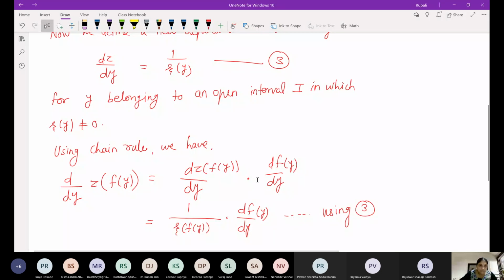What is dz by dy? dz/dy is 1 upon xi(y). So 1 upon xi of f of y should be dz of f of y by dy, right? Is it okay up to now?